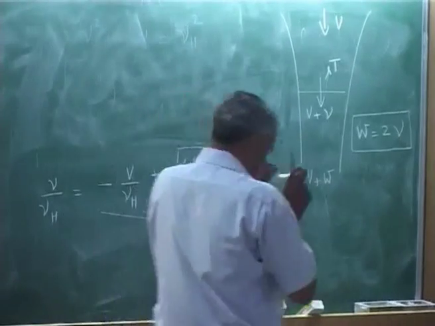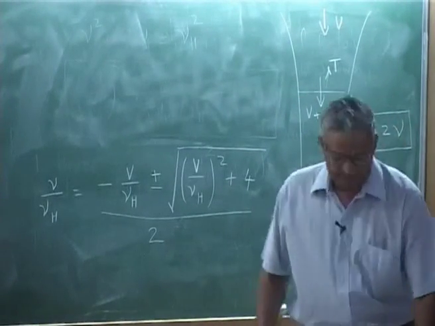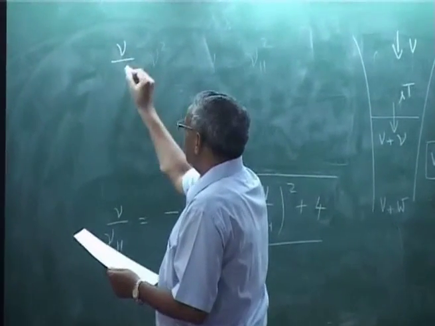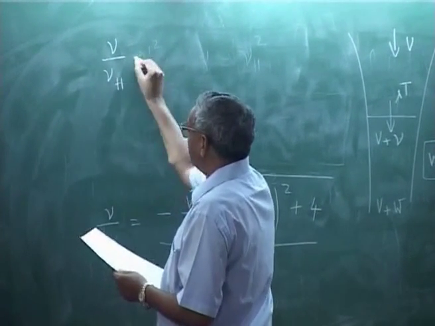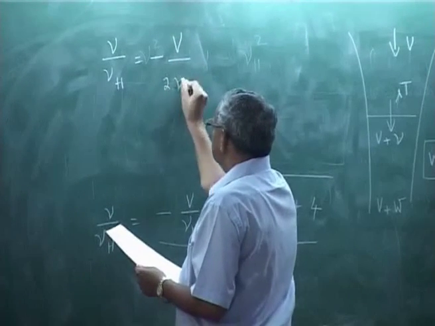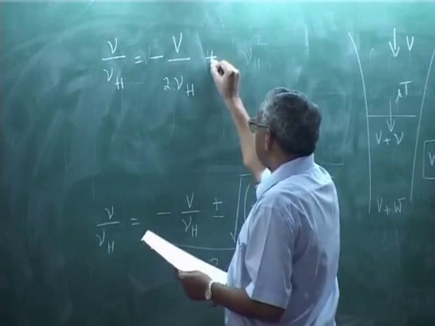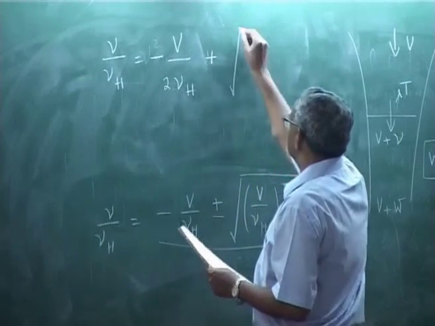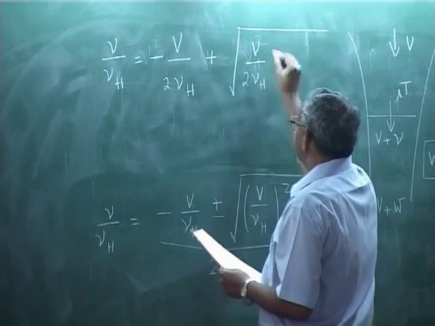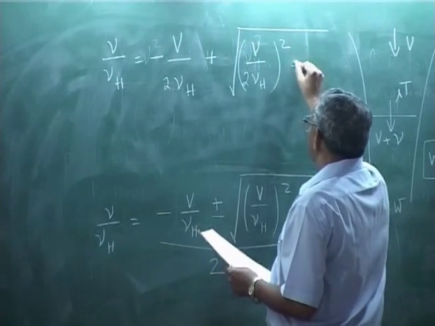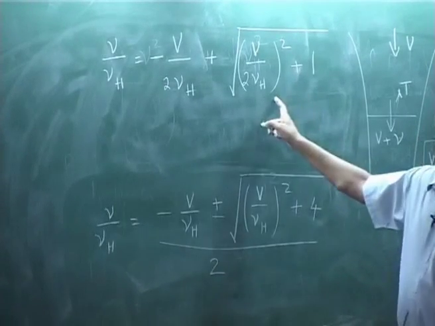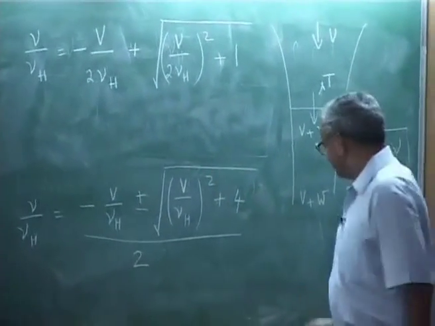Now, we will write our inflow variation, nu over nu H in climb is minus V over 2 nu H plus square root of. This is the inflow.